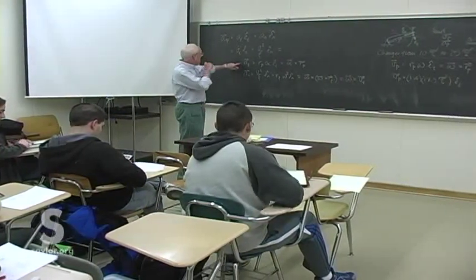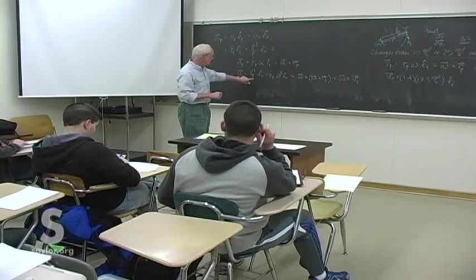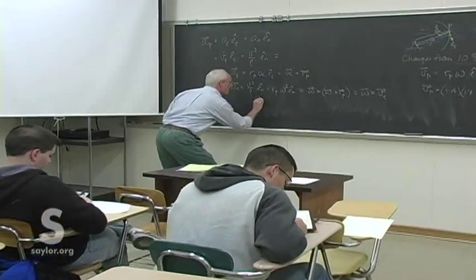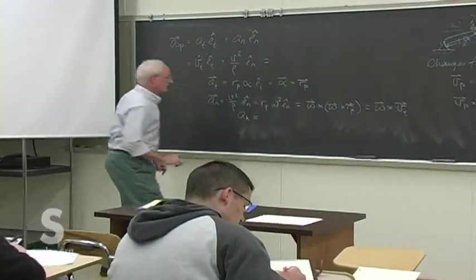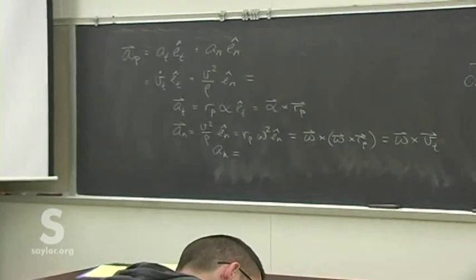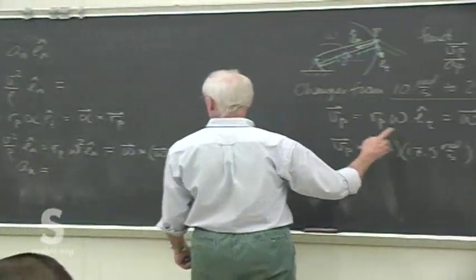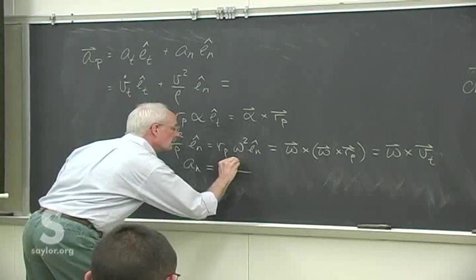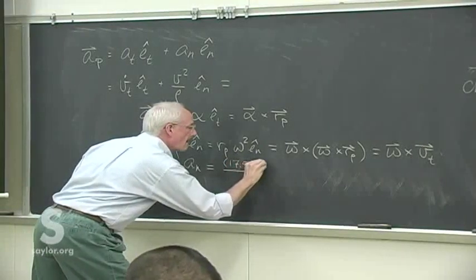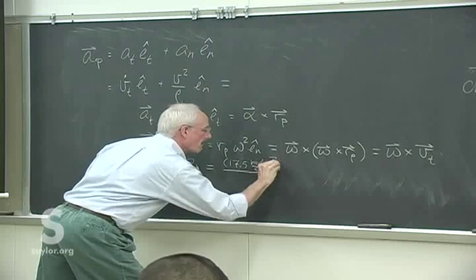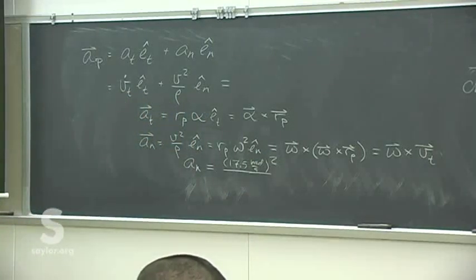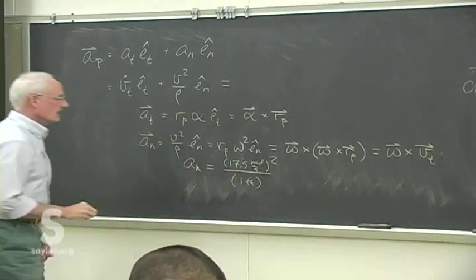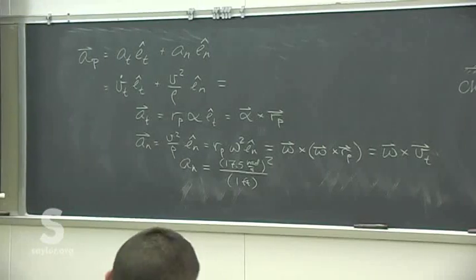All right, let's see. V squared over rho is the easiest way to do this, so you should be getting a magnitude for the normal acceleration of point P as simply the 17.5 radians per second quantity squared over the radius, or the distance from the center of rotation, which is the 1 foot.